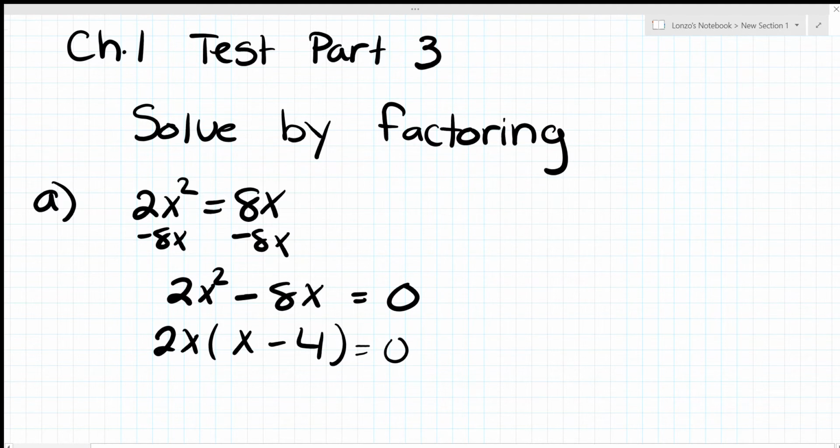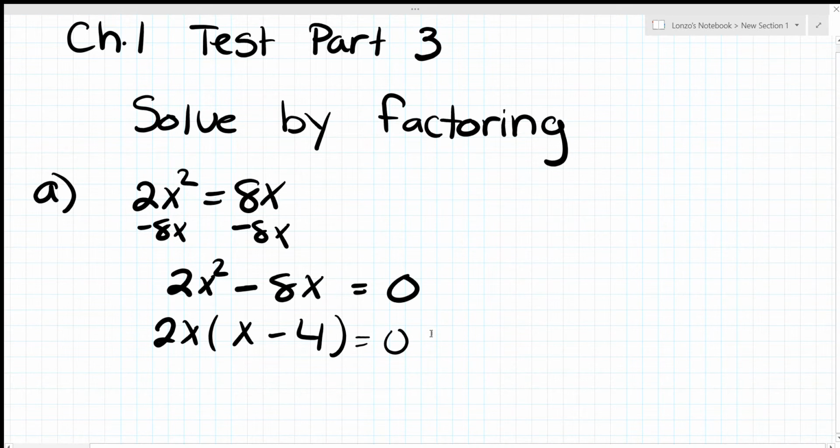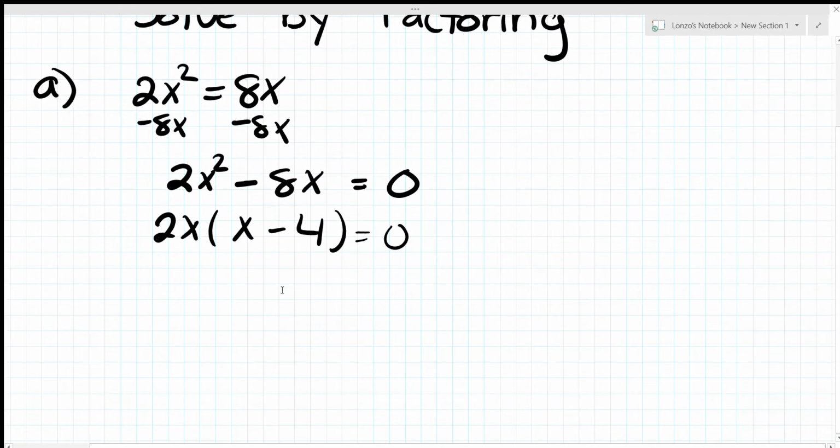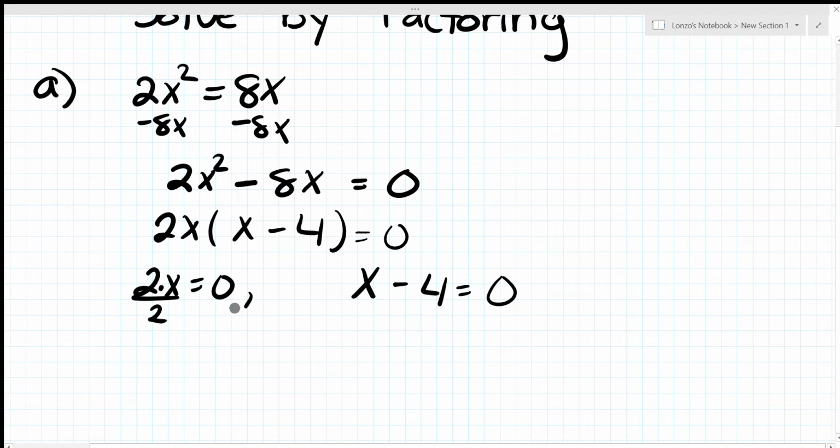Okay, so now it says solve by factoring. So we have to find my x values. As you can see, we have two x values. I can set this into two parts: 2x equals 0, and then x minus 4 equals 0. So there are two parts, and let's just solve for x. This is multiplication, so to solve for x I'm going to divide by 2, not subtract 2, right? Because it'll get rid of the 2. So this cancels and becomes a 1, and 1 times x is x, so that's x equals.